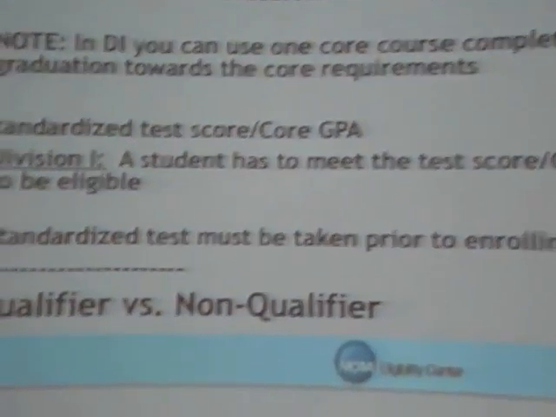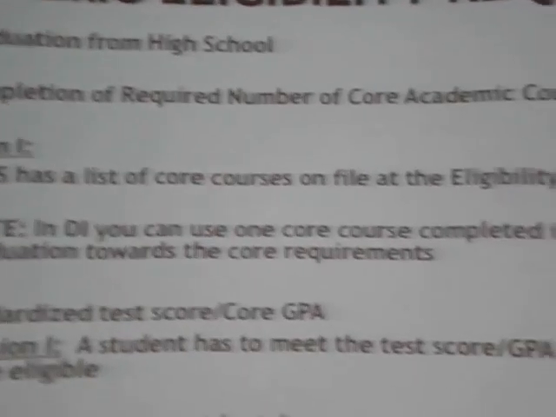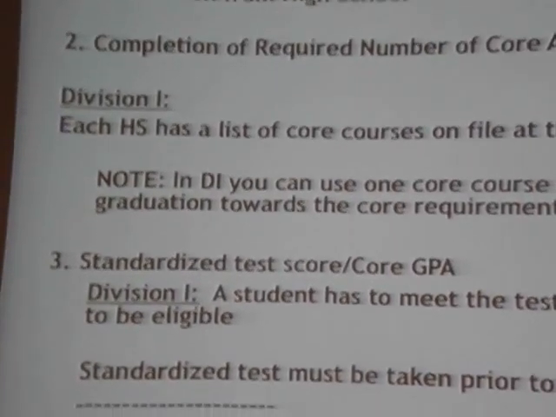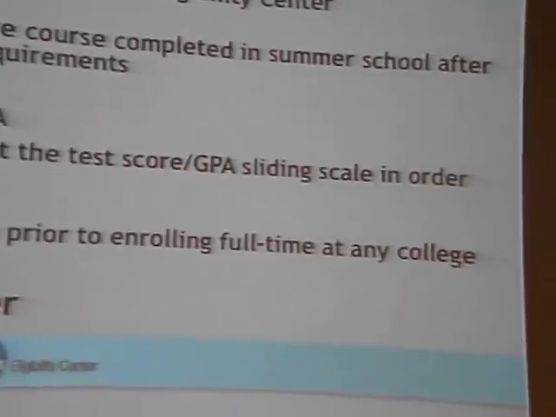collegiate institution. You have to graduate from high school. You have to complete a number of core courses, and you have to have an appropriate test score and GPA to meet the sliding scale. So let me tell you about the difference between a qualifier and a non-qualifier.